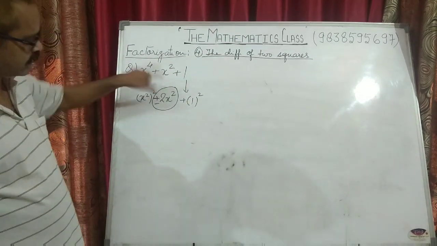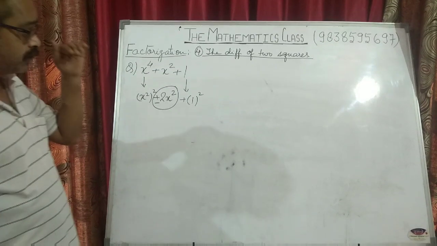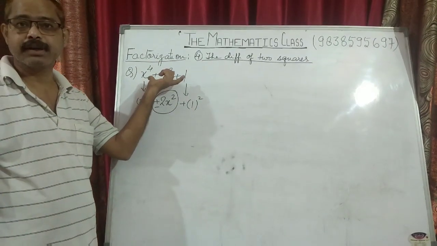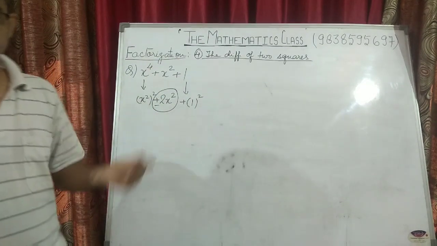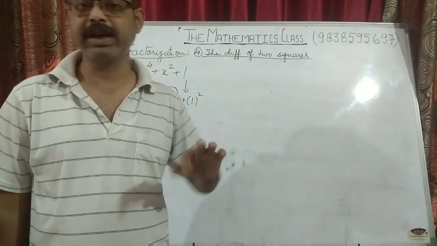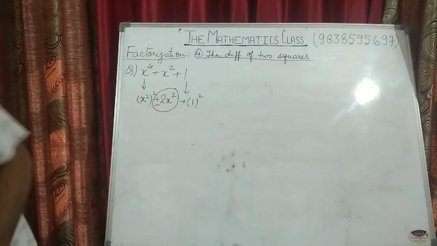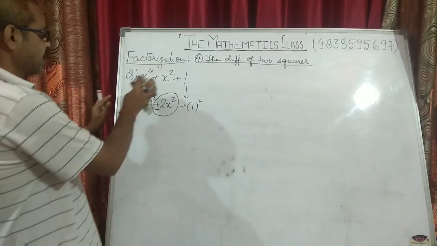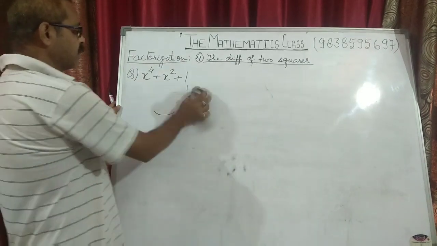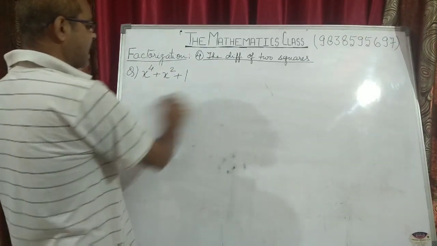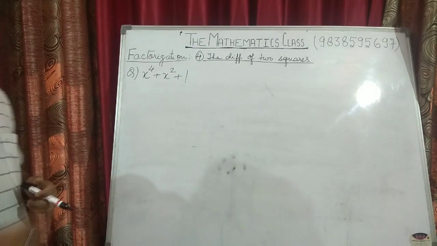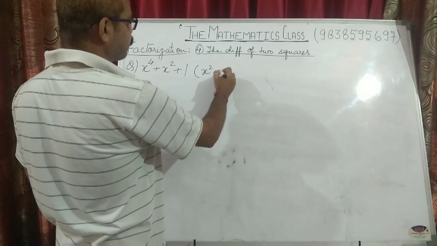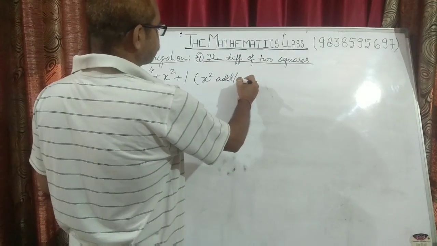So to make this x square as 2x square, we need to add x square to this expression. But if we add x square to this expression, the expression will change, so we have to subtract also. It means the common number that is to be added and subtracted is x square. So we will simply say adding and subtracting x square.